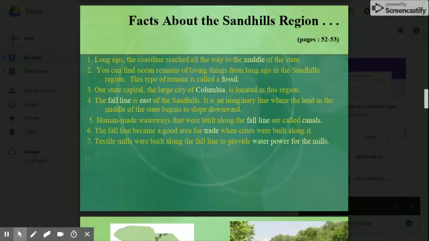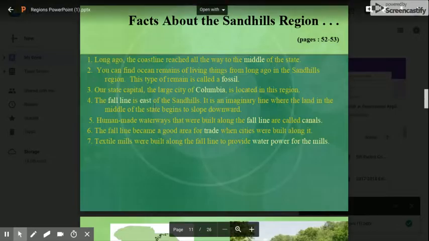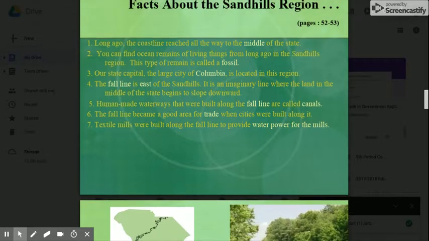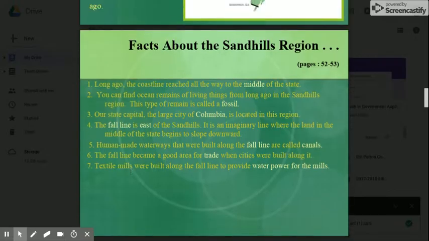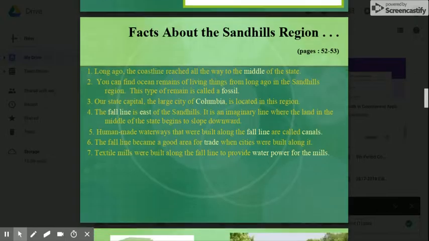A lot of you in your geography projects talking about Columbia talked about the minerals. A lot of that is produced from the fossils and of that nature. Our state capital is there. The fall line. So the fall line is where all of these rivers start to slope downward. We built a lot of canals, again, talking about that human-environment interaction, building the rivers to how we need them. But it was a great idea for trade when cities were built along it, especially originally when we were establishing our state.